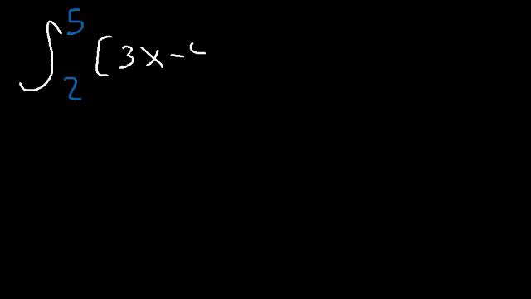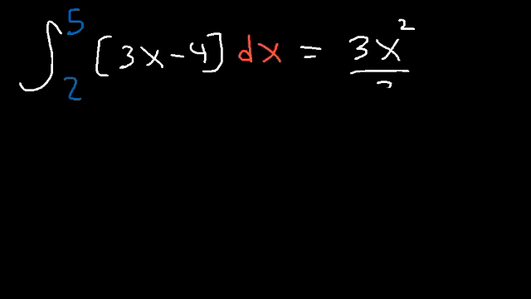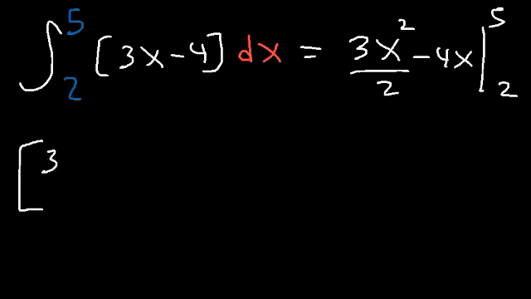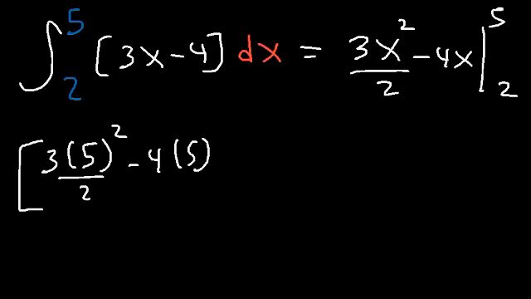Now what about this example? What's the value of the definite integral from 2 to 5 of 3x minus 4 dx? So this is going to be 3x squared over 2 minus 4x evaluated from 2 to 5. So first, let's plug in 5. Let's find the value of capital F of b. So this is going to be 3 times 5 squared over 2 minus 4 times 5. And then minus, let's plug in 2.